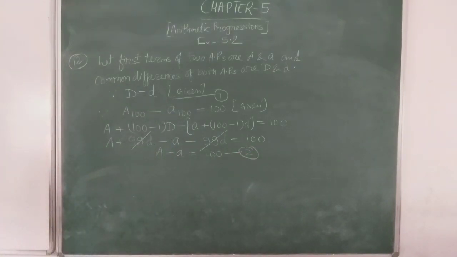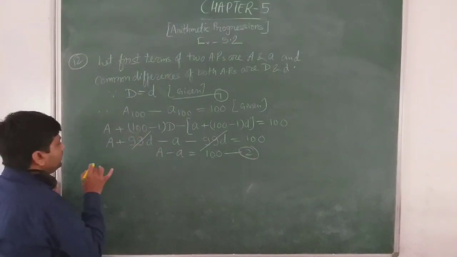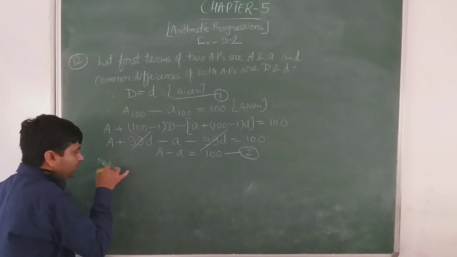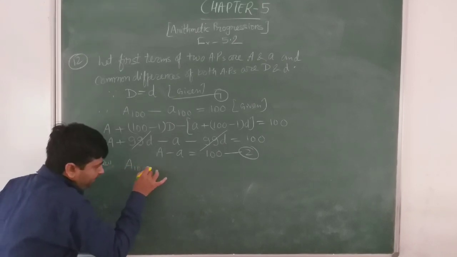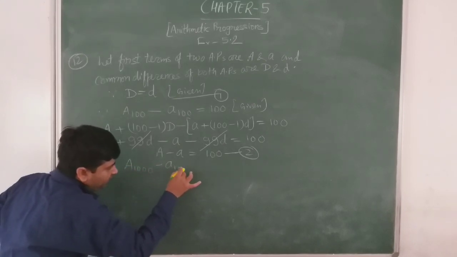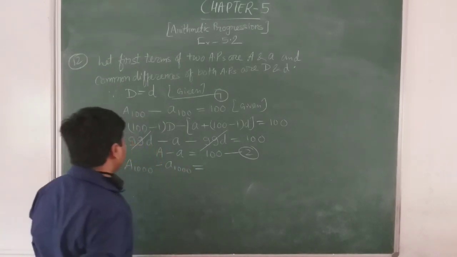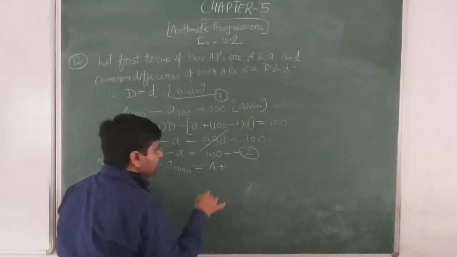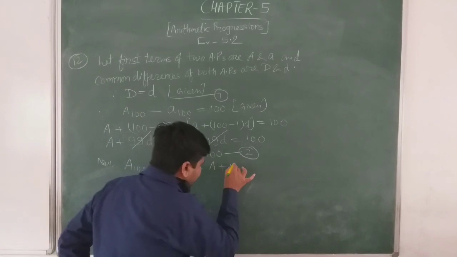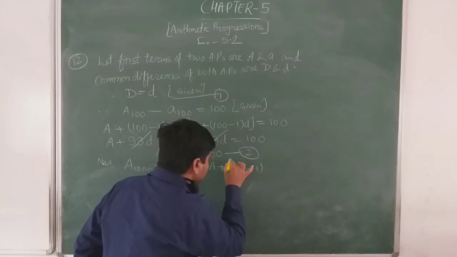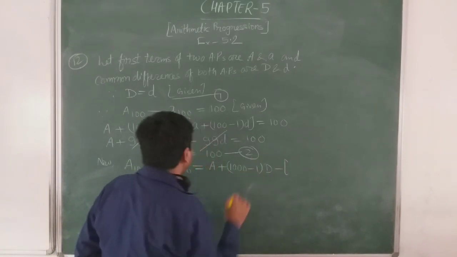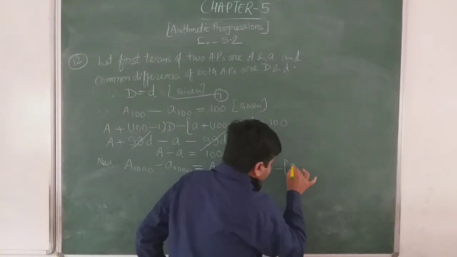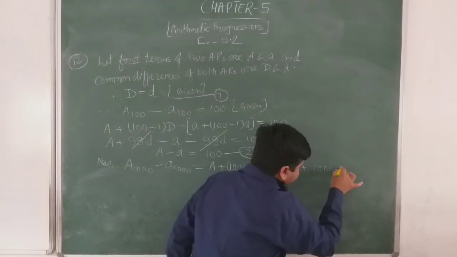Now we have to find difference between 1000 term. So now capital A1000 minus small a1000 we have to find. So capital A1000 क्या होगा, capital A plus 1000 minus 1, because n minus 1 formula वही रहेगा, and 1000 minus 1 into capital D minus small a plus 1000 minus 1 into small d.